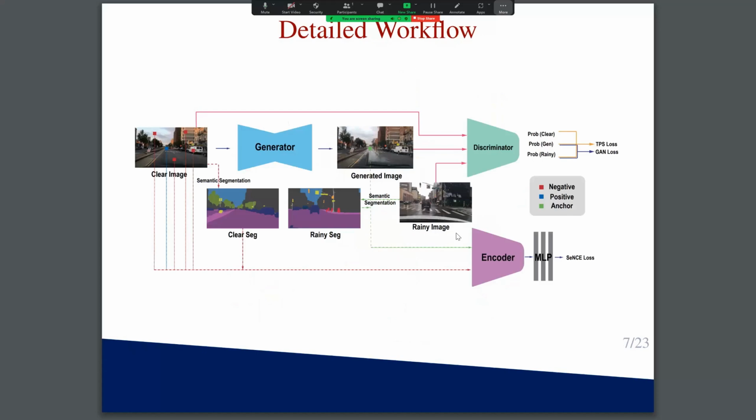And here's a more detailed workflow for the proposed method. The proposed method is based on a generative adversarial network, or GAN. First, we utilize the generator to generate rain effects upon the clear image. After that, the clear image, the generated image, and the rain image together will go through the discriminator to compute the TPS loss and also the GAN loss. On the other hand, we utilize a pre-trained semantic segmentation model to get the segmentation maps for clear and raining images. Now, together with the clear and generated images, we go through the encoder to get the SeNCE loss.